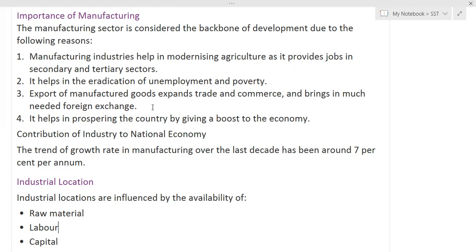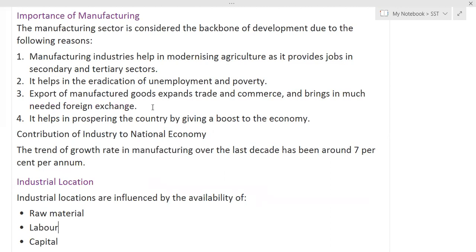Export of manufactured goods expands trade and commerce and brings in much-needed foreign exchange. So when we export, it means to send abroad. It brings trade and commerce, and we can exchange our goods with foreign countries. So it helps in prospering the country by giving a boost to the economy.